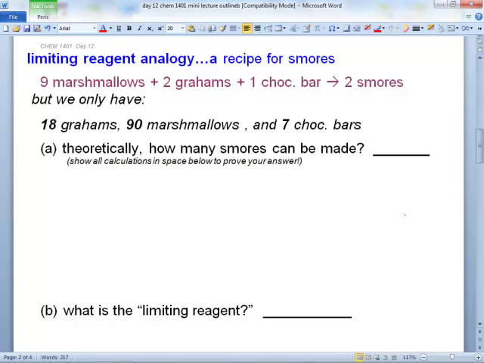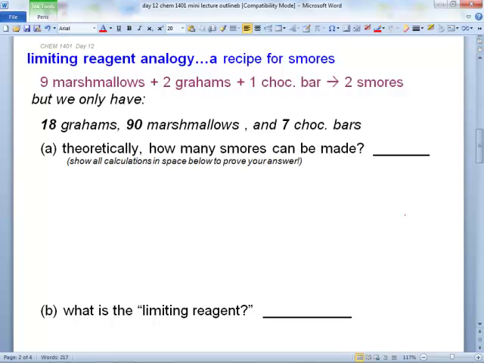Now this is all that was brought. 18 grams, 90 marshmallows, 7 chocolate bars. So in theory, how many s'mores can be made? So, I don't know. Kelly, how would you approach a problem like this? How many s'mores could theoretically be made? Anybody have a suggestion? 7?